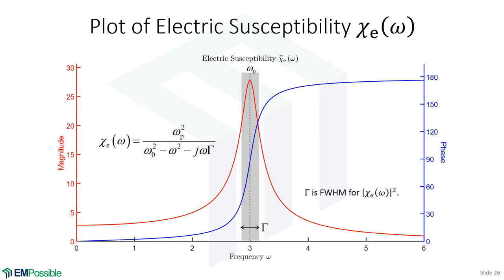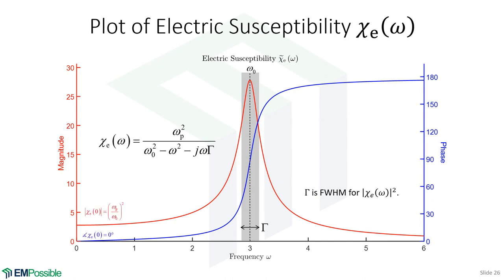The width of the resonance is determined by this term gamma. Here we're only looking at the magnitude of chi, but if we were to look at the magnitude squared, it turns out this gamma would exactly be the full width at half maximum. Since we've only plotted the magnitude, not the magnitude squared, it doesn't quite look like that, and the crossings here are not halfway down. But gamma is still the bandwidth of the resonance, if you will, and that's also responsible for the loss.